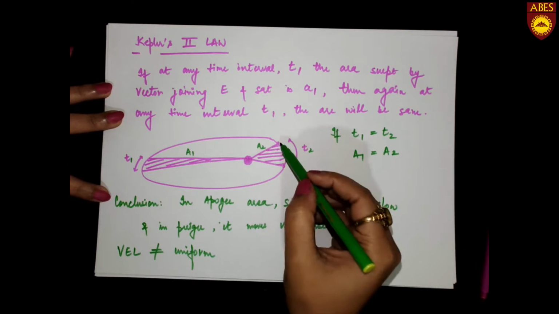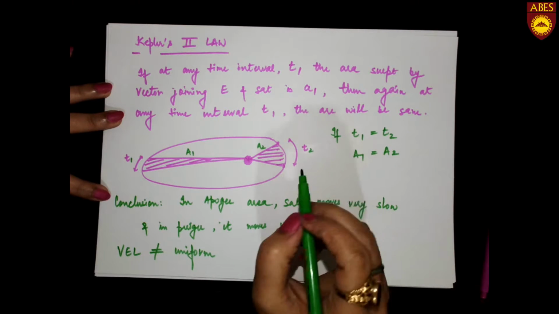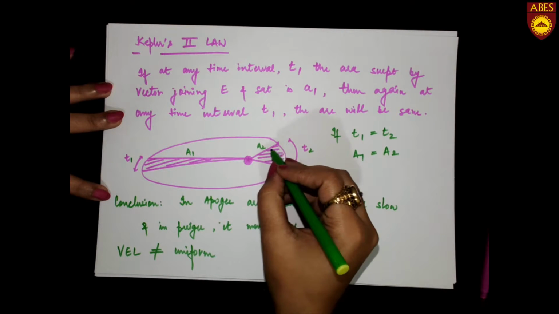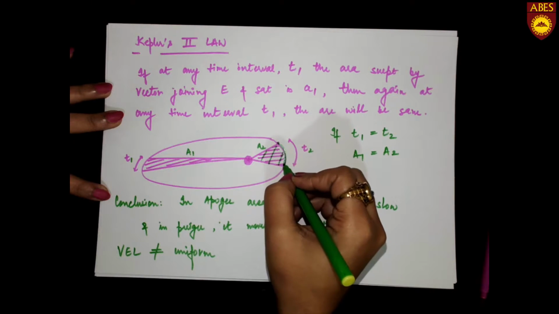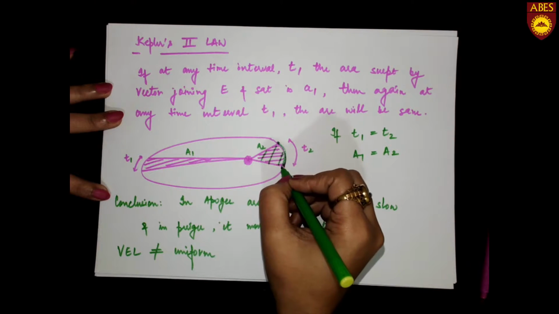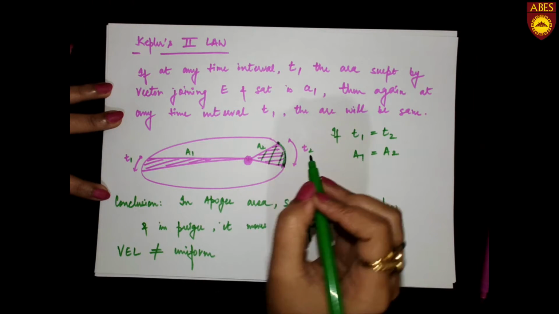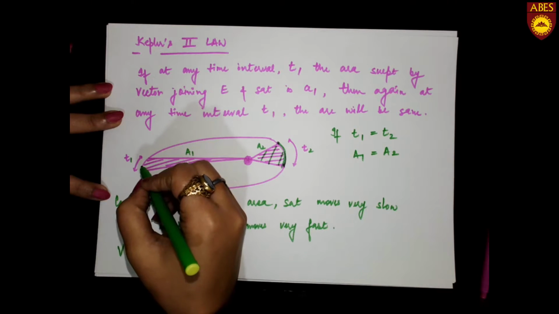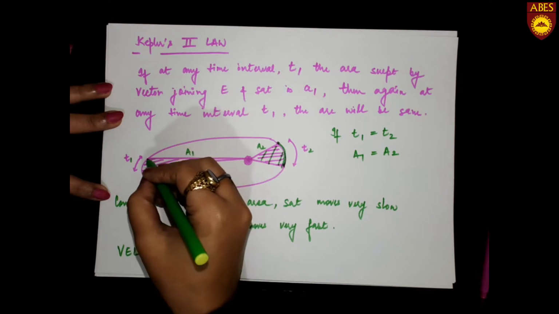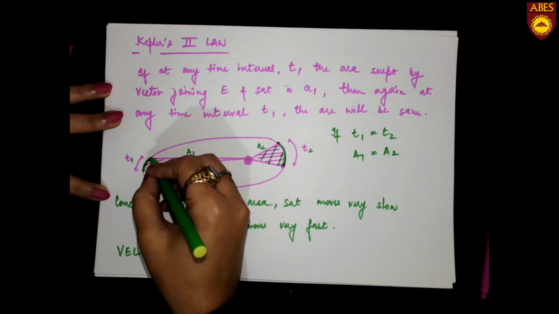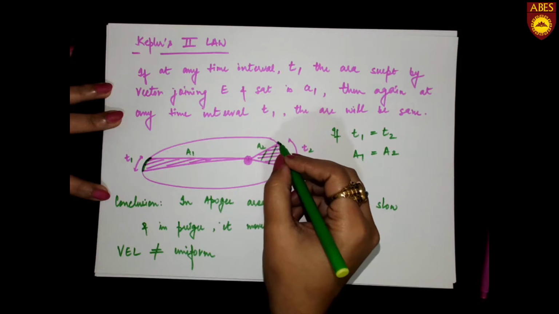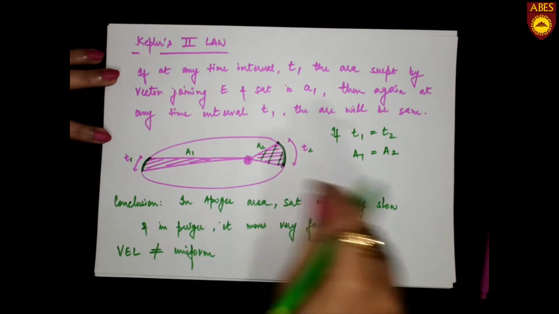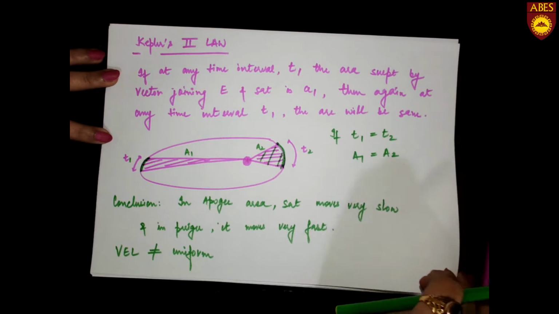Say if this is T1, in the same time interval T, I'm just talking about the distance covered. This is a larger distance which the satellite has covered, and in that same time span with the same area swept, this is a very smaller distance which is covered. So at perigee the satellite moves faster, and at apogee the satellite moves slower.